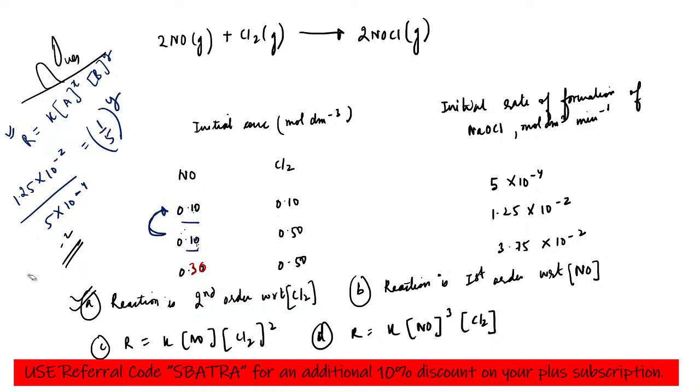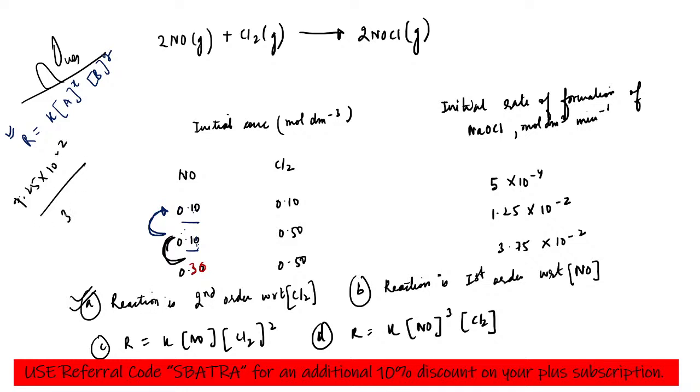Let's go to the next option. Option B says the reaction is first order with respect to NO. Let's find out. With respect to NO, I'll be taking these two values. So the rate ratio is 1.25 into 10 to the power minus 2 divided by 3.75 into 10 to the power minus 2. This would be 1 by 3 to the power x, and this value would be 1, because these two are cancelling out. So now you can find out the value, and you'll get x equals 1. So the correct answer is also B. B is also a correct option.